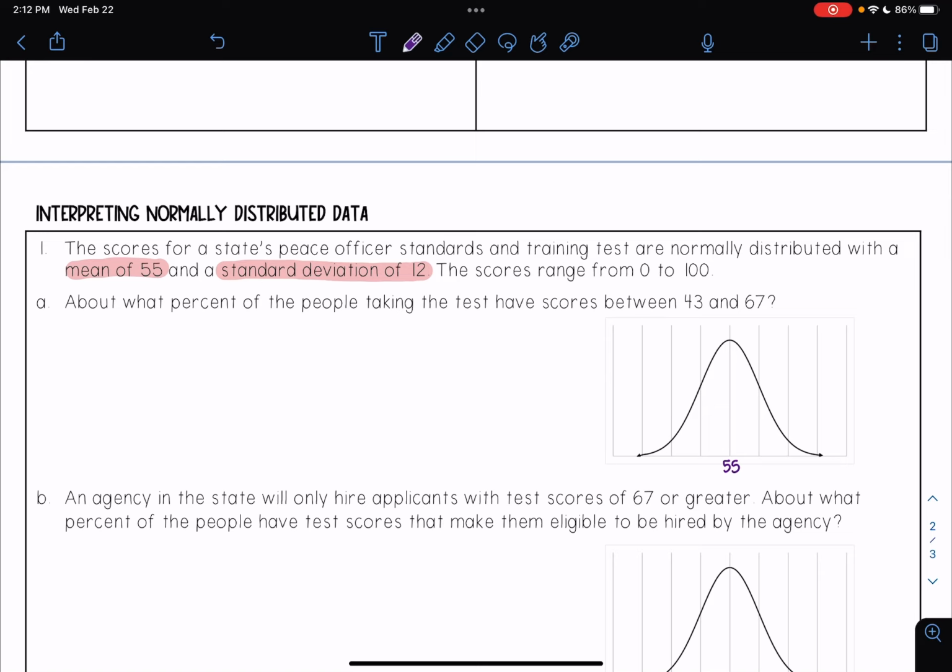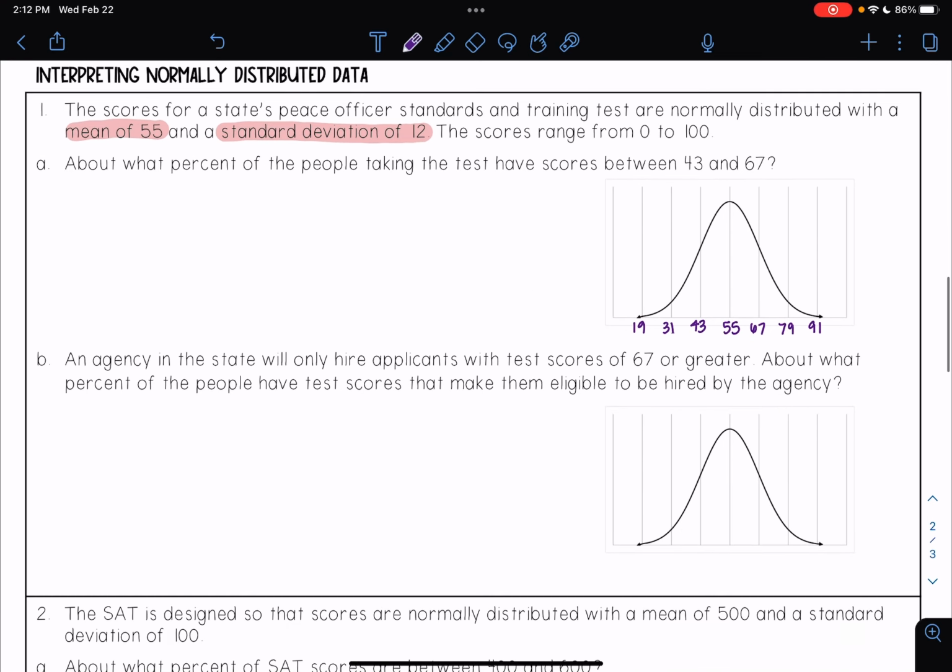So 55 minus 12, I get 43. 43 minus 12, I get 31. And then 31 minus 12, I get 19. Now to get the numbers on the right, I'm going to add 12 each time. So 55 plus 12, I get 67. 67 plus 12, I get 79. And 79 plus 12, I get 91. I'm going to go ahead and write these numbers on this graph below here as well, since we'll use it for this one too.